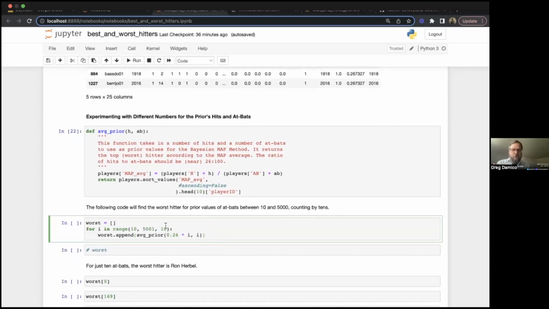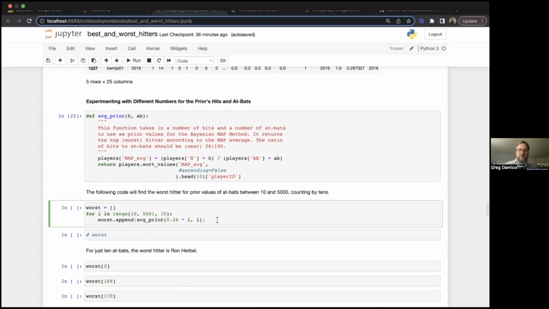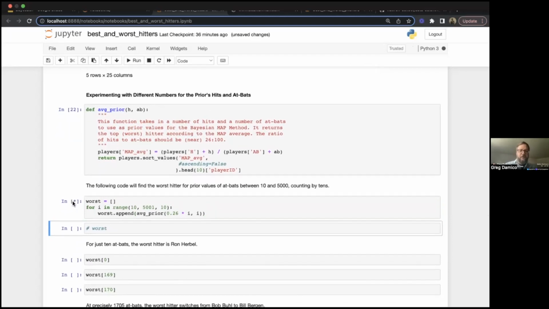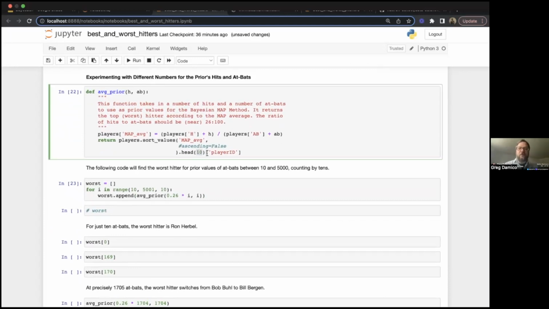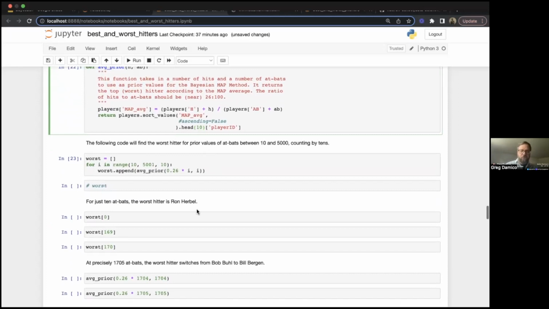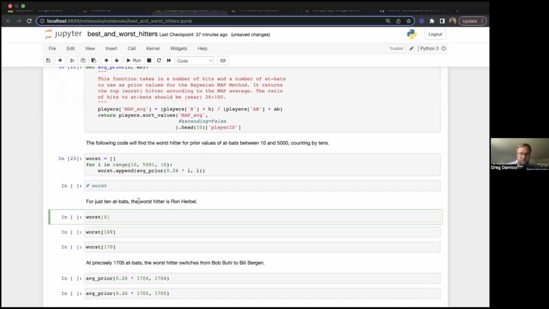Okay, so still 26%, but just varying numbers of at-bats. Okay, so let's just collect all these together. Now I've got a big list of, what's the word for a group of 10? A decade or a decad or something like that. A big list of decads of players. Okay, let's look at the first set of 10 in our list.